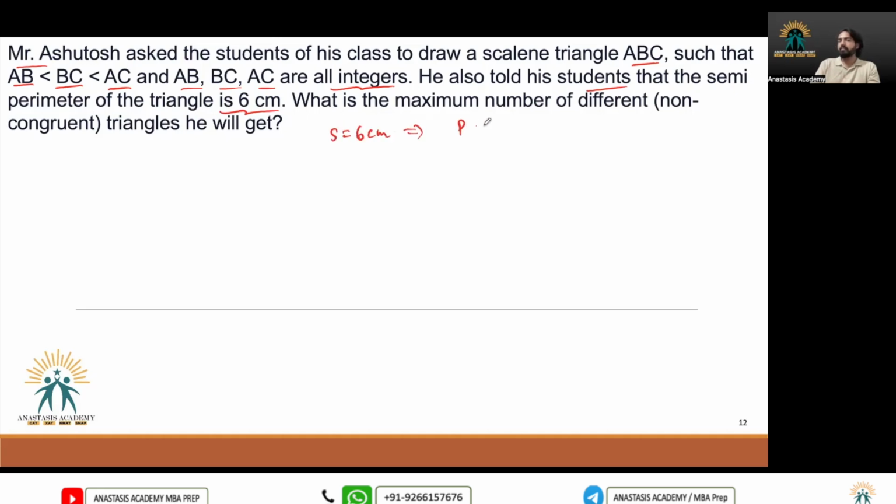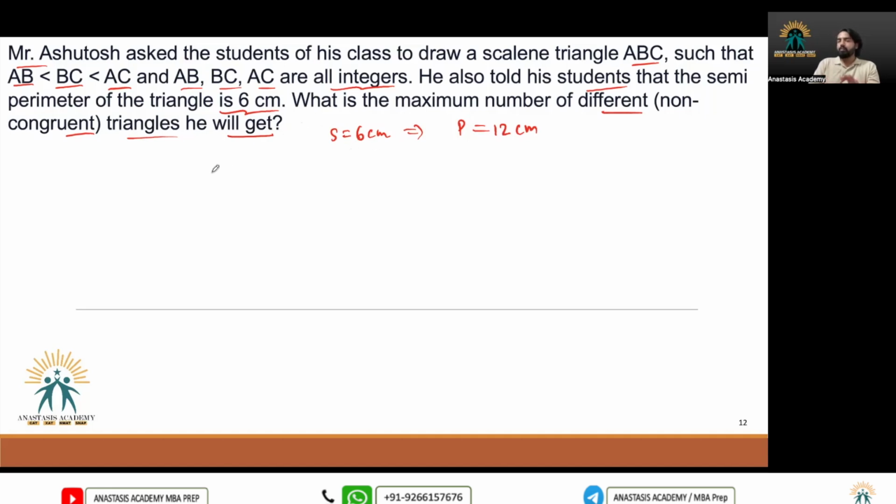So I have the value of perimeter as how much? 12 centimeter. Now we have to form a scalene triangle such that the semi-perimeter of this triangle is 6 centimeter and all sides are unequal and integers, right? Distinct integers. So what is the maximum number of different non-congruent triangles he will get?